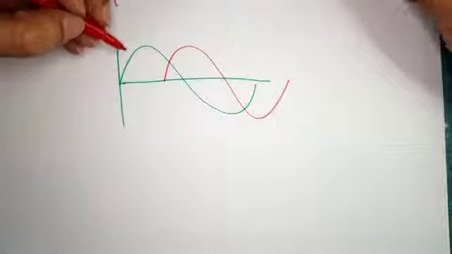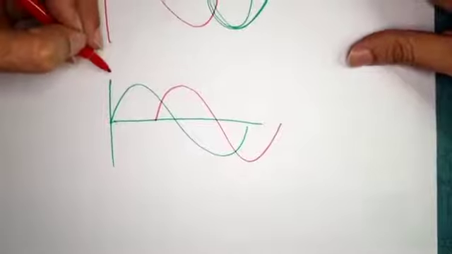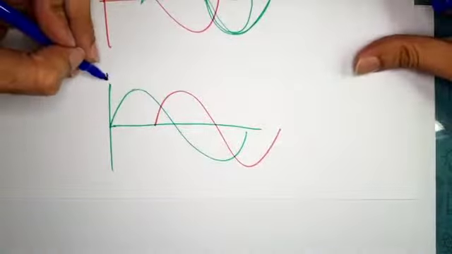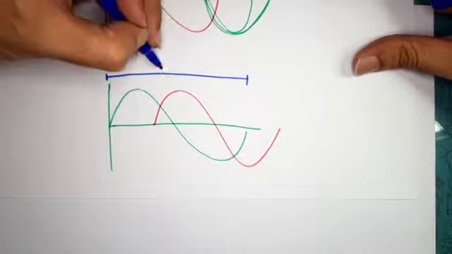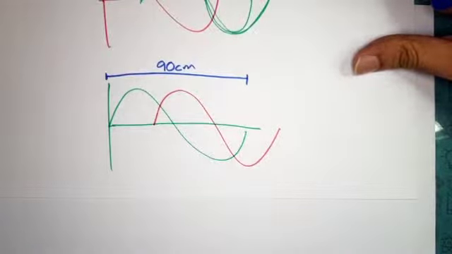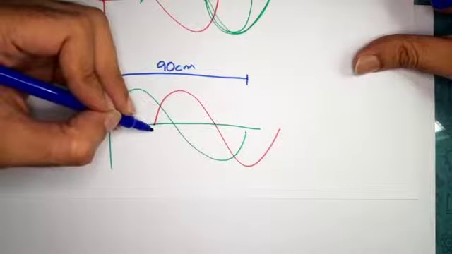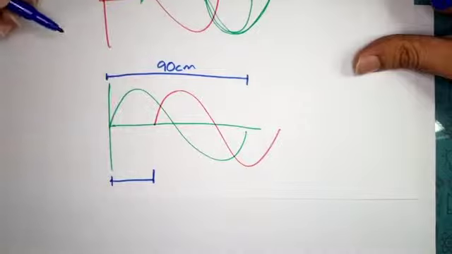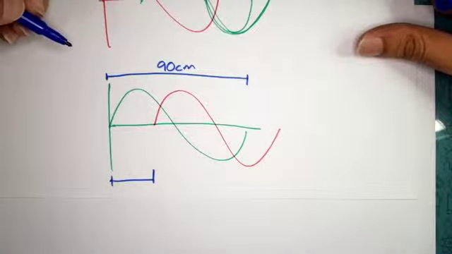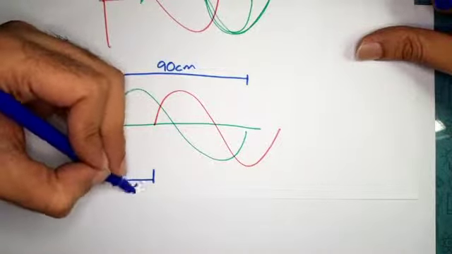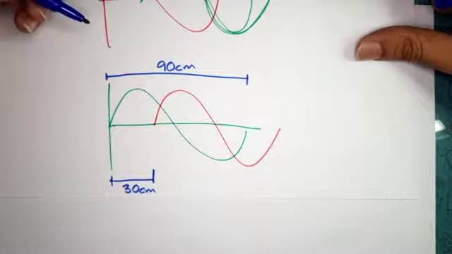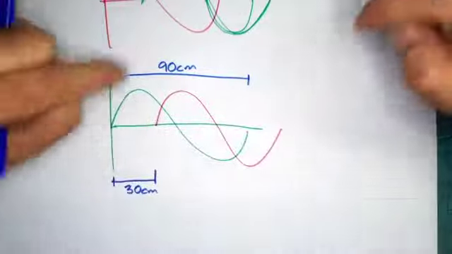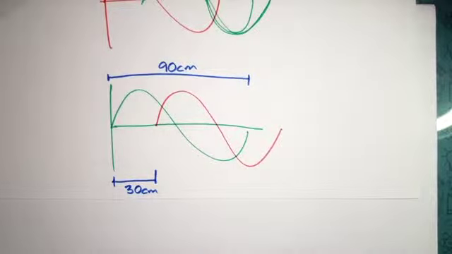Say the green wave has a wavelength of 90 centimeters, and this one also has 90 centimeters, obviously. And this distance is 30 centimeters. So if these waves were to meet, what would be the phase difference between these two waves?